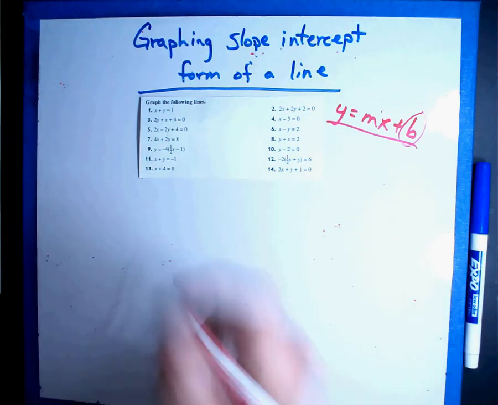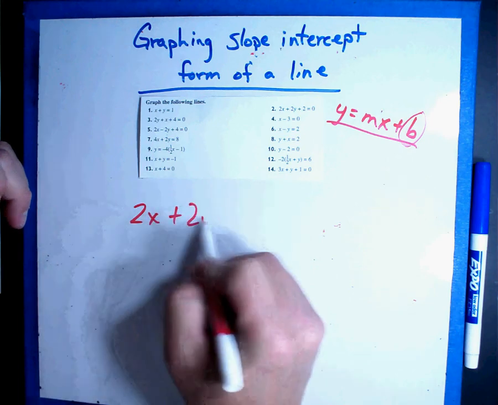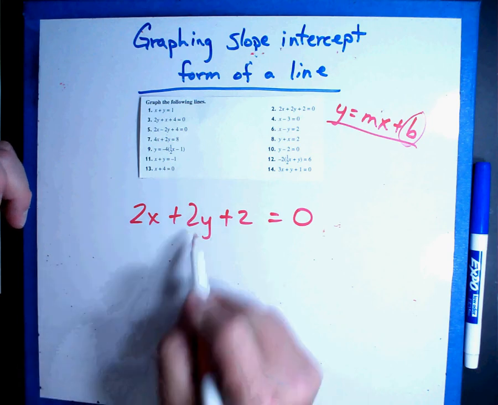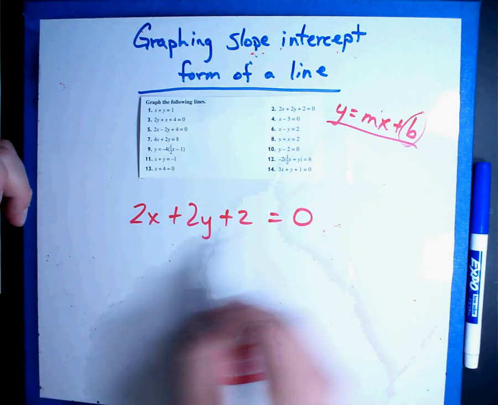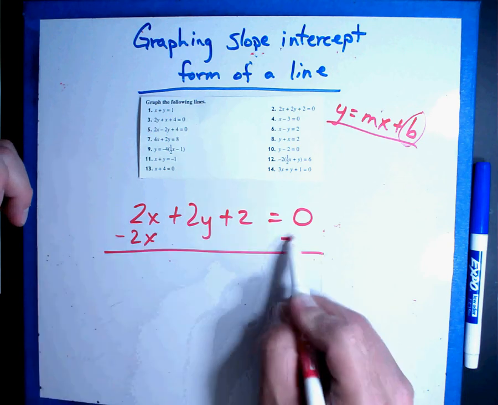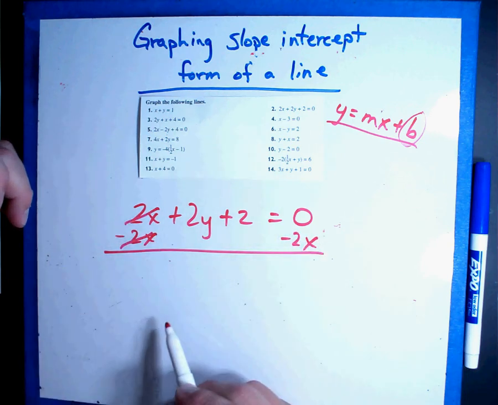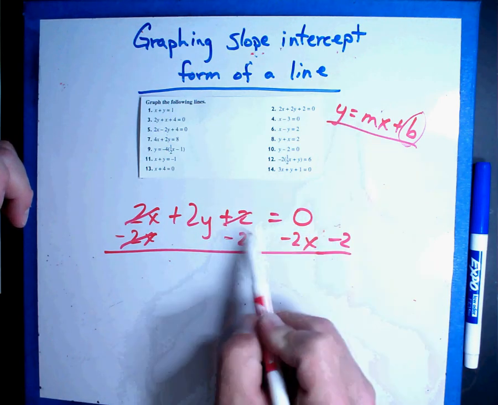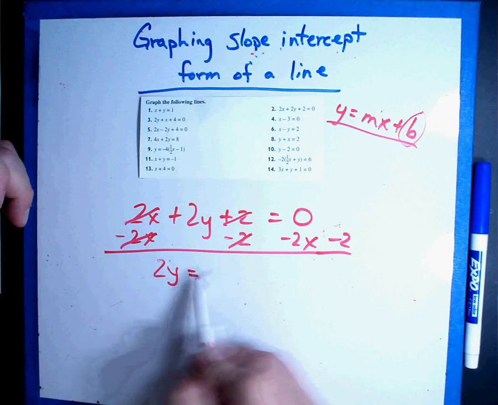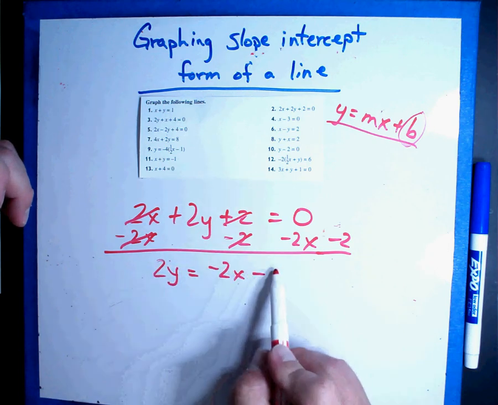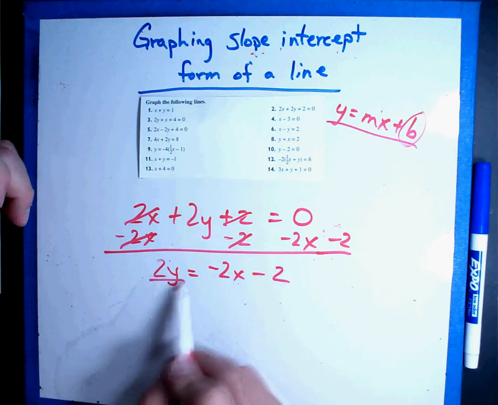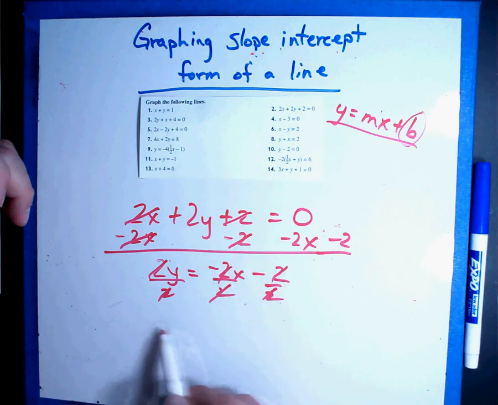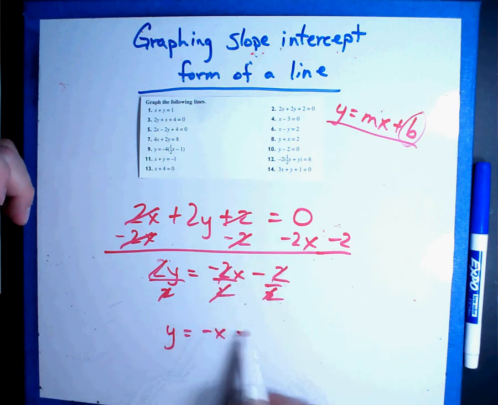Let's do number 2. 2x plus 2y plus 2 equals 0. And so I have to have y equals, so I'm going to subtract 2x, so that's gone on that side. I have to move the 2 to the other side also. It's supposed to be only y equals. So I get 2y equals minus 2x minus 2. So I have to divide by 2 just to get y. Divide by 2 on all of those. The 2's actually cancel. So y equals negative x minus 1.